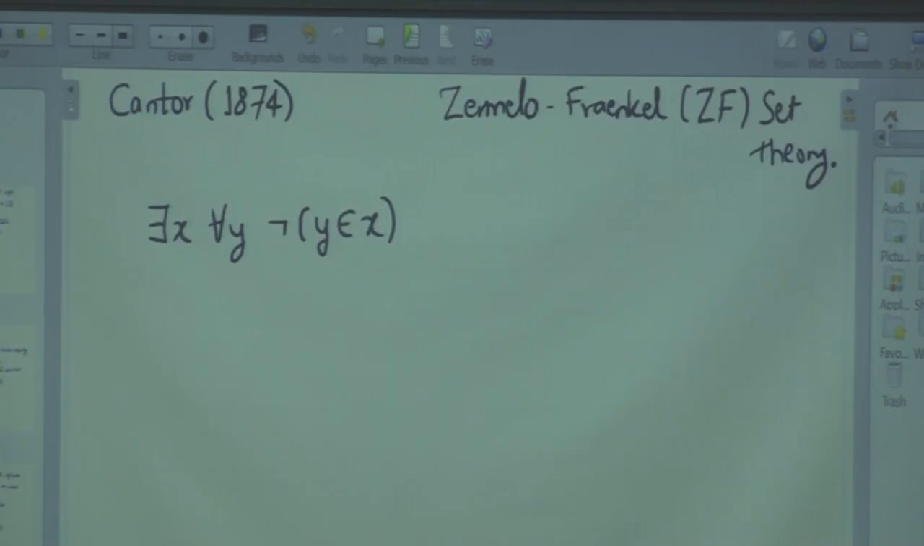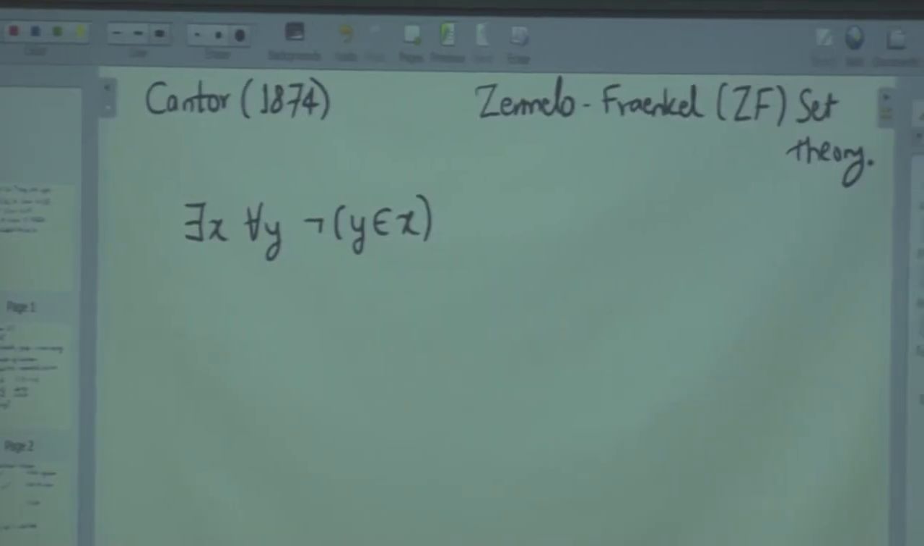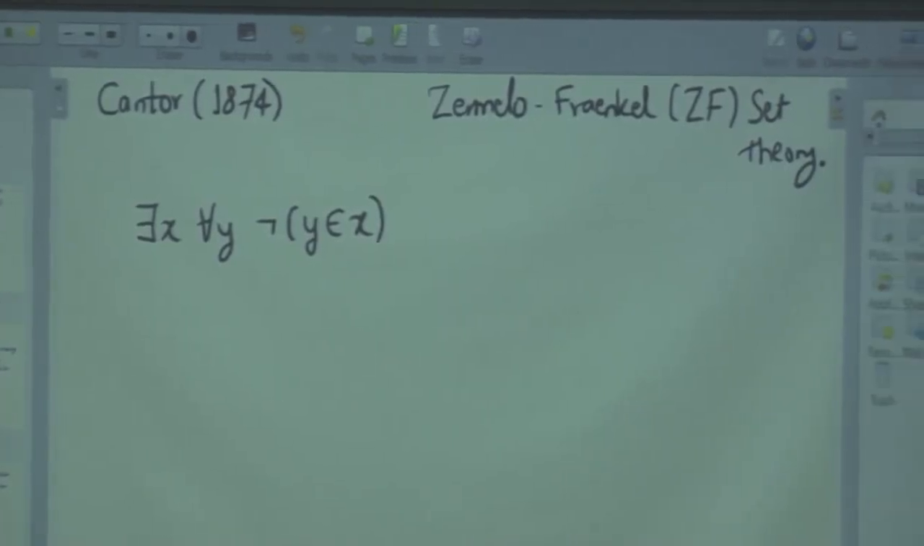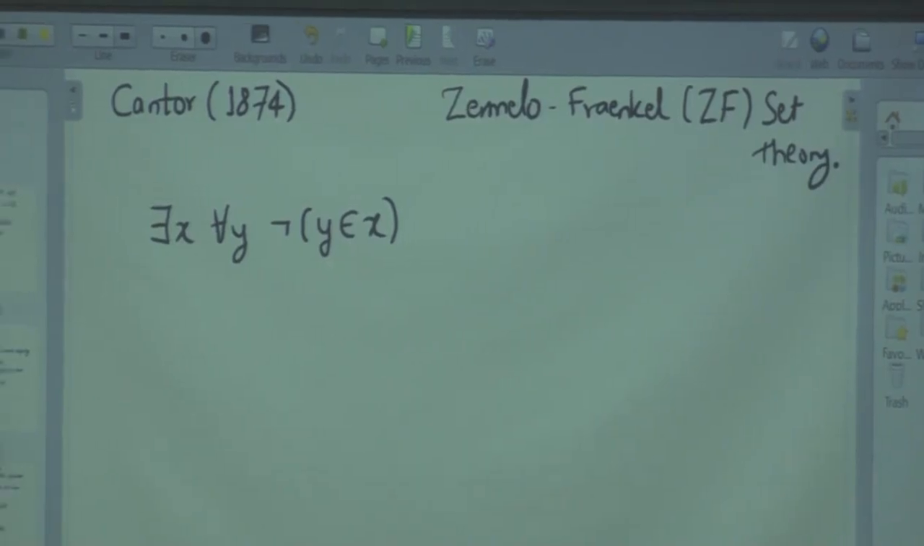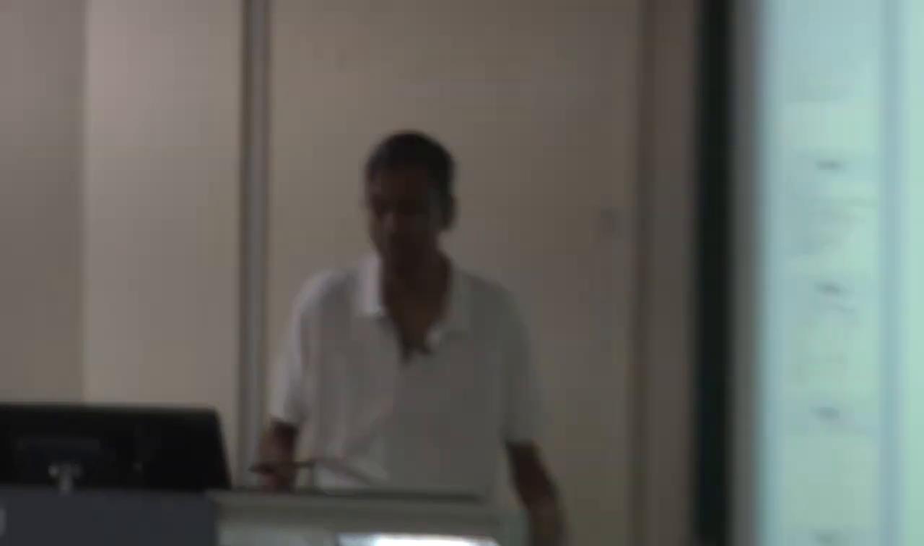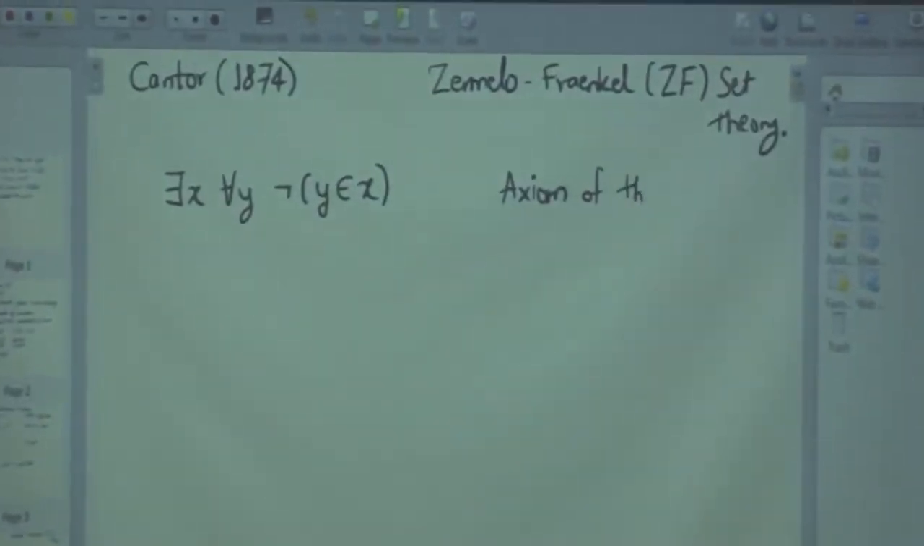Can you read this? There exists x such that for all y, not y is in x. What does it say? You literally transliterated it from mathematical language to English, but what does it say? Empty set. X is empty. Okay, so this is the axiom of the empty set.